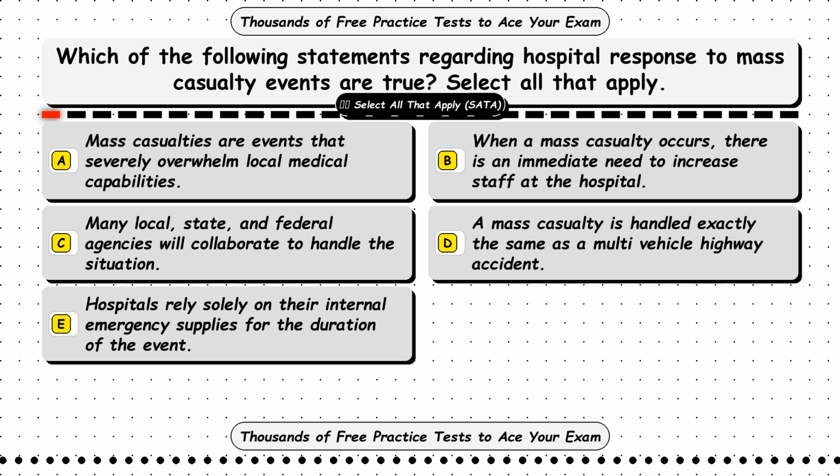Question 78. Which of the following statements regarding hospital response to mass casualty events are true? Select all that apply. Option A. Mass casualties are events that severely overwhelm local medical capabilities. Option B. When a mass casualty occurs, there is an immediate need to increase staff at the hospital. Option C. Many local, state, and federal agencies will collaborate to handle the situation. Option D. A mass casualty is handled exactly the same as a multi-vehicle highway accident. Option E. Hospitals rely solely on their internal emergency supplies for the duration of the event.